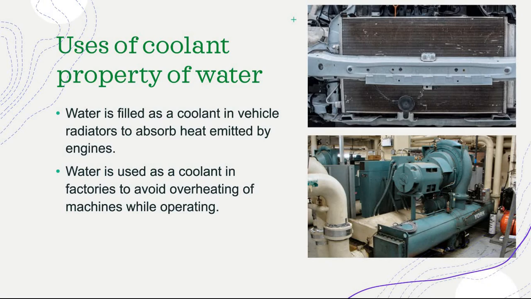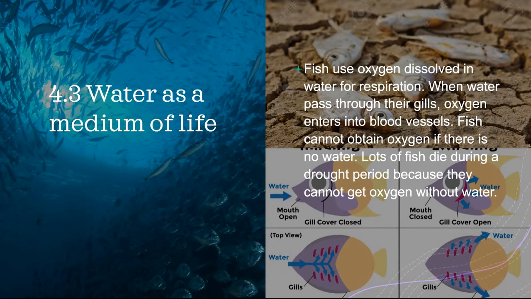Now, uses of the coolant property of water. Normally in vehicles, especially these old vehicles, you have a component called the radiator. This radiator is filled with a coolant, normally water, and when the engine is running, a huge amount of heat is released, and that heat is absorbed by this radiator. At the same time, huge amounts of heat are generated in factory machines when you utilize them. Water is utilized to cool these things and prevent overheating. So here you saw the uses of water as a coolant.